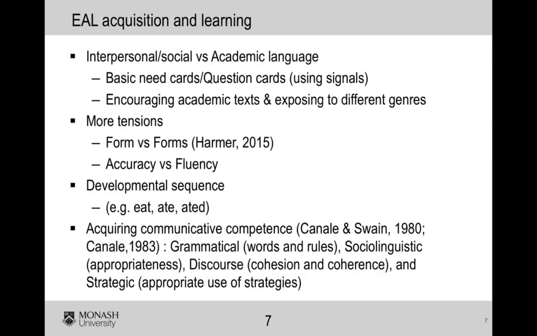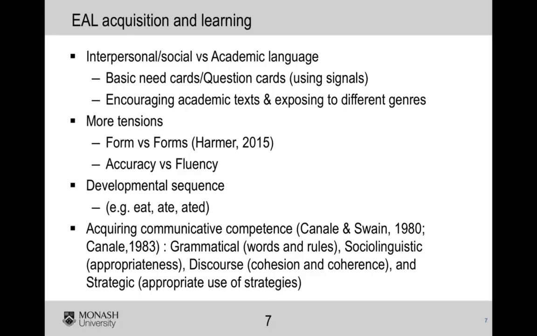Now, here are just a few more comments I wanted to make. Particularly here in Australia, one of the things we find is that there are two aspects of English as an additional language.